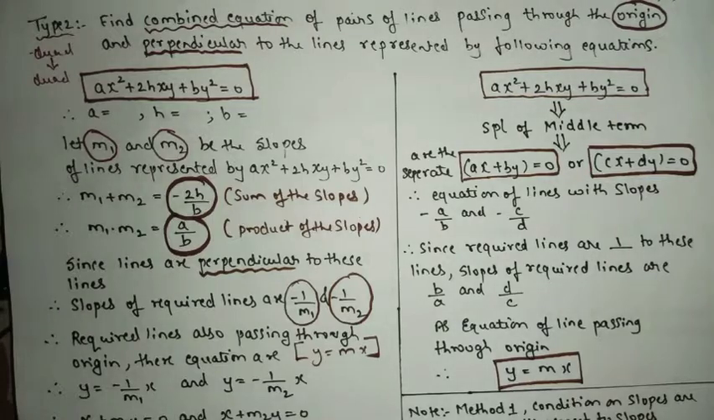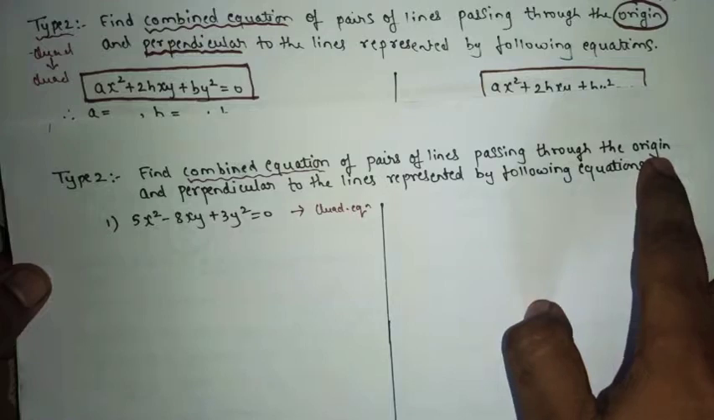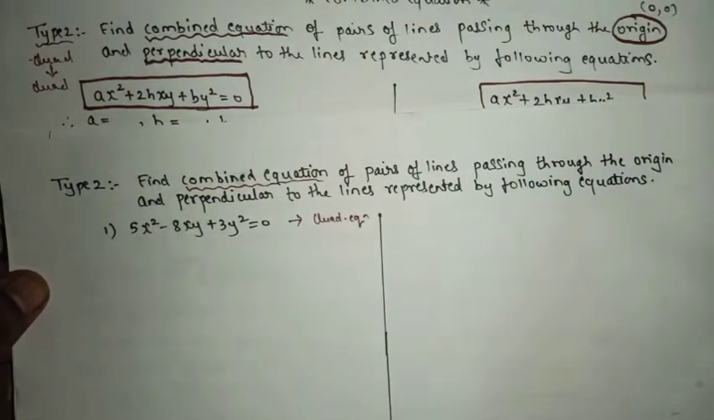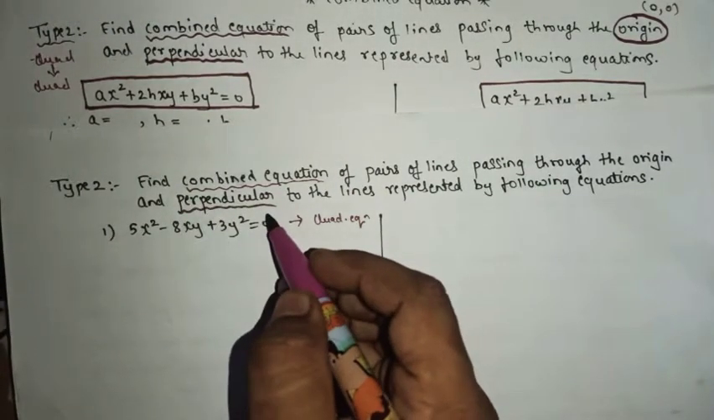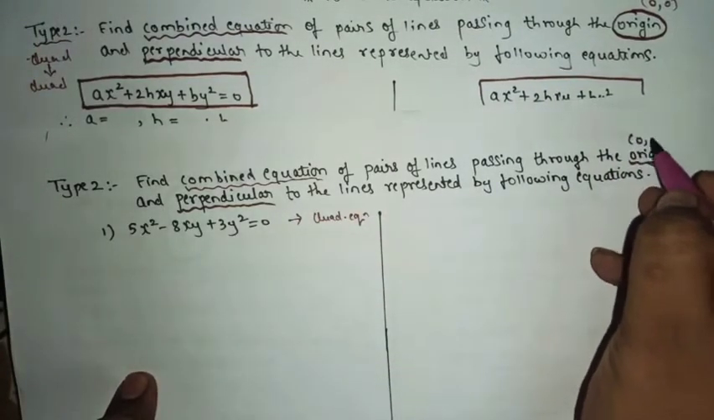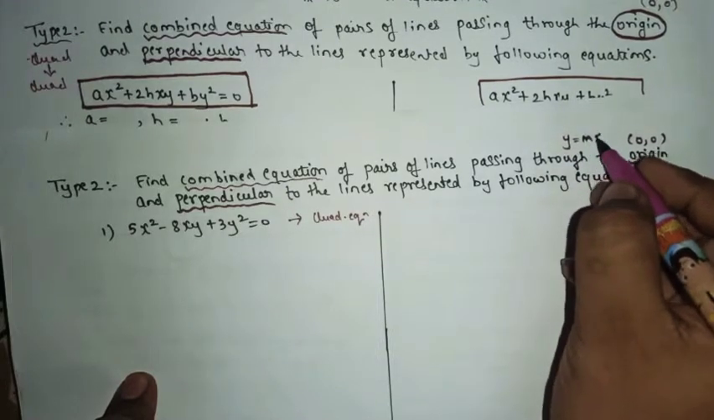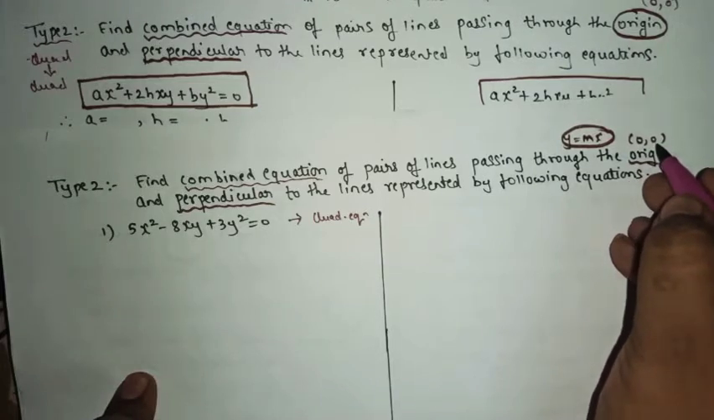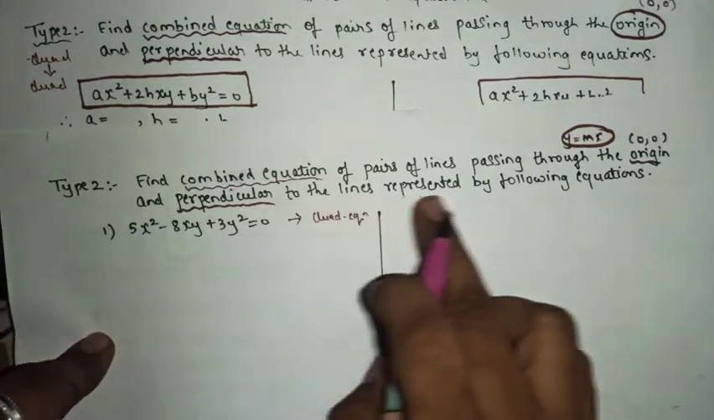The pattern of the question will be in this form only. Find the combined equation of the pair of lines passing through origin. Origin means 0 comma 0, and perpendicular. Remember this word perpendicular, that means we have to take the reciprocal of the slope with the opposite sign. Origin means 0 comma 0, so you'll use the formula y equal to mx. When it is passing through some point like 2 comma 3 or 3 comma 2, that time the formula will be different.